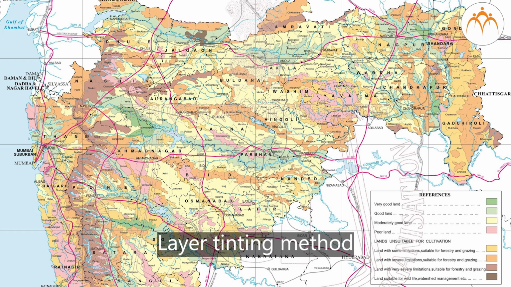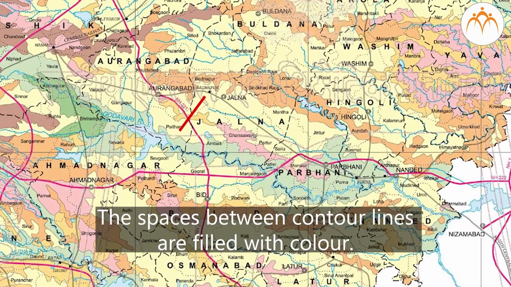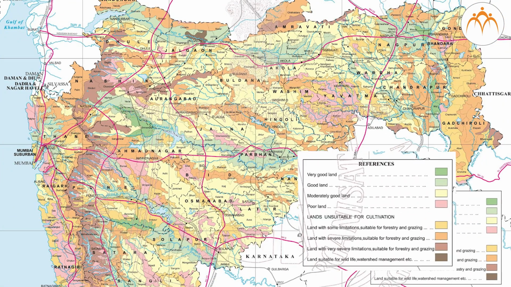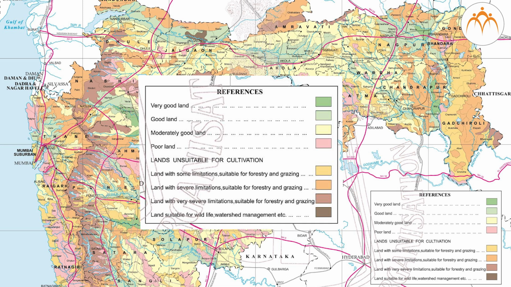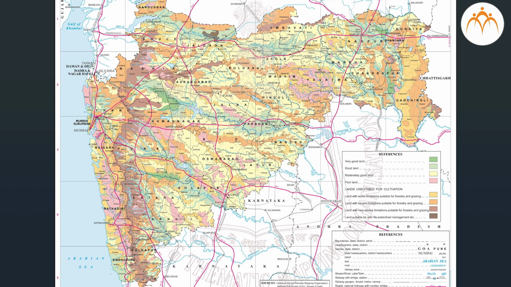Layer tinting method. In this method, the spaces between contour lines are filled with color. Each color indicates a specific height. These colors are shown in the following figure. Now observe these colors. Different colors like yellow, blue, green and their shades represent specific range of heights respectively. Now you can better understand this map. Now you must have found the height of a certain location, height of a mountain, height of a plateau, etc.